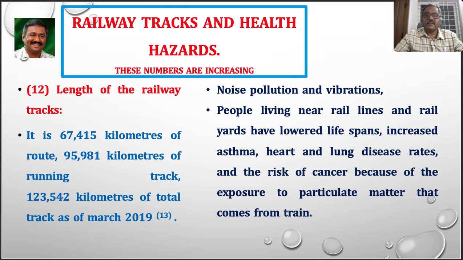Railway tracks and health hazards. These numbers are increasing. Length of the railway tracks: it is 67,415 kilometers of route, 95,981 kilometers of running track, 1,23,542 kilometers of total track as of March 2019. This can lead to noise pollution and vibrations. People living near rail lines and rail yards have lower lifespan, increased asthma, heart and lung disease rate, and the risk of cancer because of the exposure to particulate matter that comes from the train.